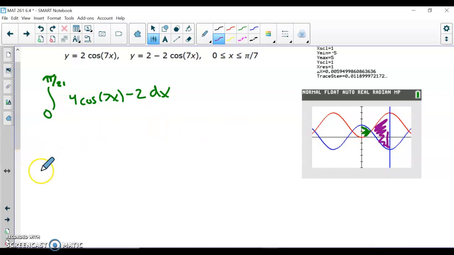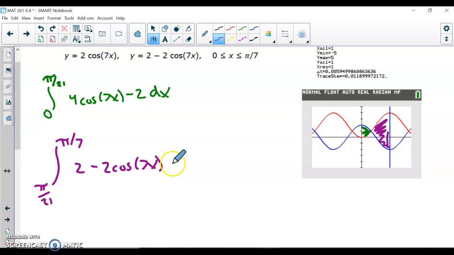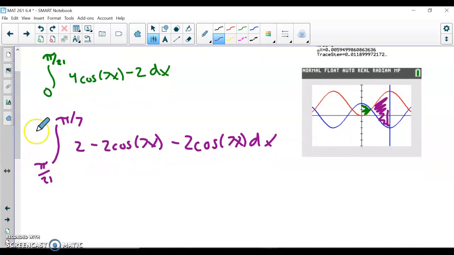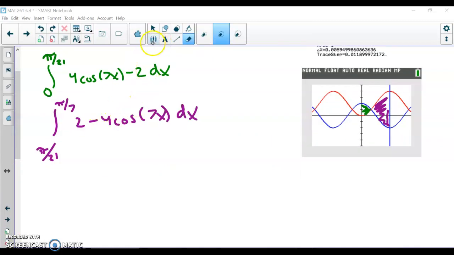And then our other region, we're going to pick back up at pi over 21, and then go all the way to that vertical line pi over 7, where the interval stops. And on that region, the function in red, 2 minus 2 cosine 7x, is the function that's on top. And we subtract out the 2 cosine 7x dx. So that region, I'll clean that up again. I just combine like terms to simplify that integrand.